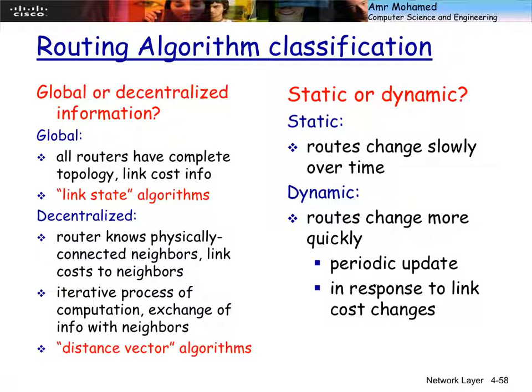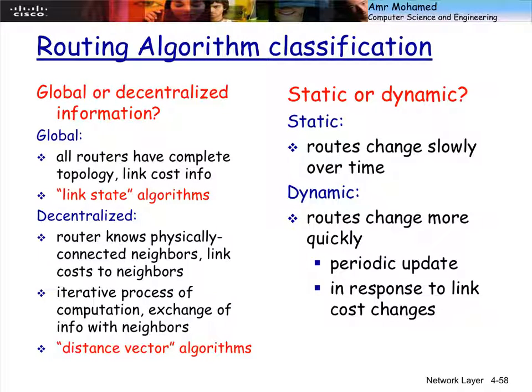So in terms of classification of these routing protocols, we have global or centralized or decentralized. By global, we mean that we maintain a global view, which is what we call the link state routing protocols. Link state routing protocols keep a global view of all the states of the links in a separate table before you estimate the shortest path.